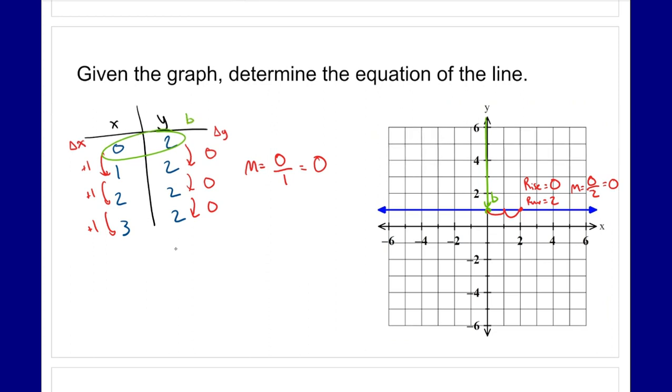So my equation, therefore, is y equals 0x plus 2. But there is one thing I could do. Because it's 0x, what's anything times 0? Anything times 0 is 0. So we could get rid of the whole multiplier and just say y equals 2 as our solution, or our equation.